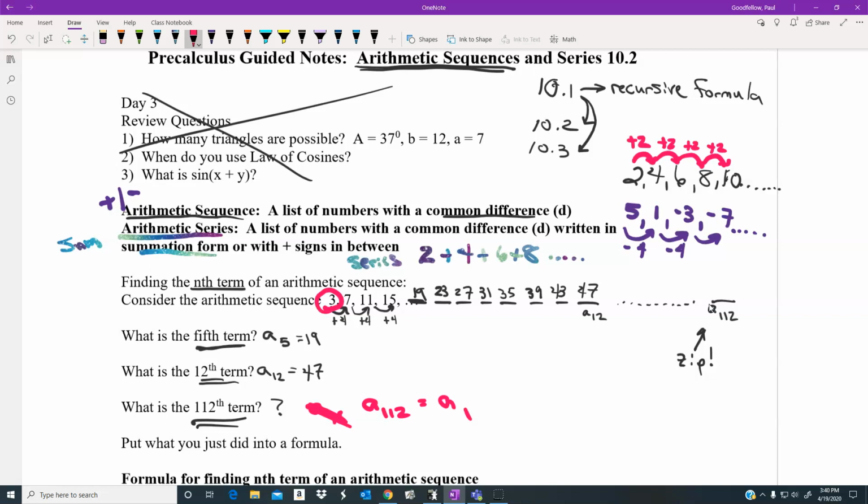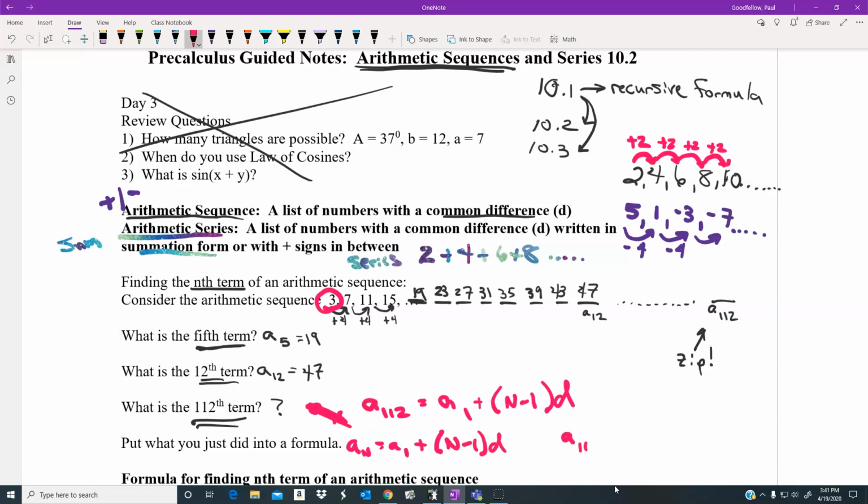If we did the 12th term, we ended up adding on 1, 2, 3, 4, 5, 6, 7, 8, 9, 10, 11 times. Now, there's something going on there. If I'm adding on 11 times for 12 and 4 times for 5, then I must be adding on the common difference n minus 1 times is what's going on right here. And then this right here absolutely does represent the formula. If I wanted a sub n, I would find the first term and I would add on to it the number of common differences that would be necessary to get to that particular term.